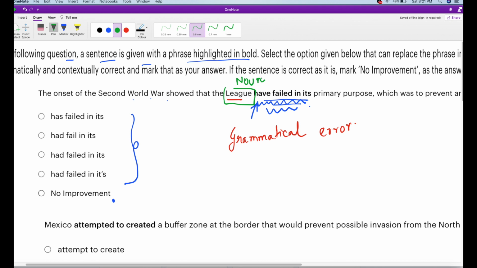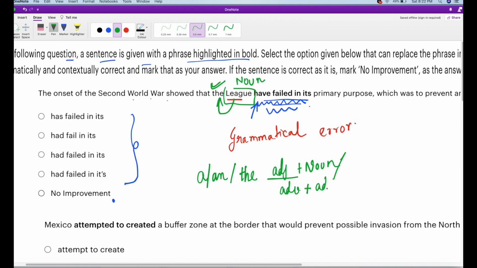How do I know that? Because just before this, an article is present. Articles are a, an, or the. And just after the article, you can either have adjective plus noun, or adverb plus adjective plus noun, or simply noun. So here this is a noun.